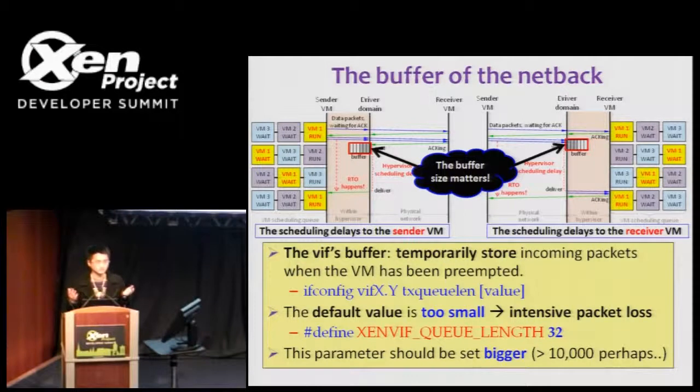I think all TCP algorithms need to rely more or less on RTT measurement. So this problem, I believe, also affects TCP Cubic. Okay. Yes. Any more?